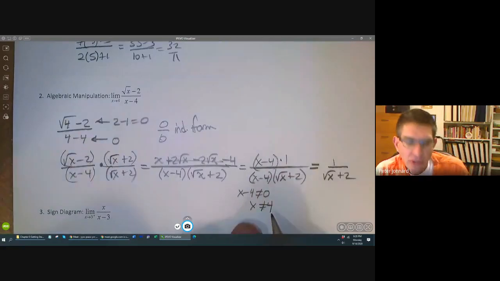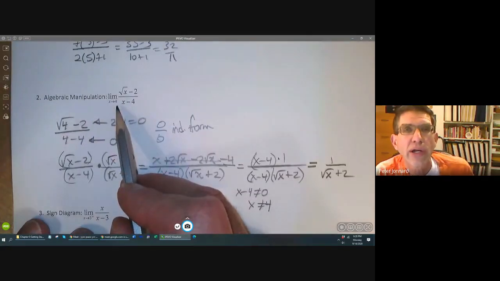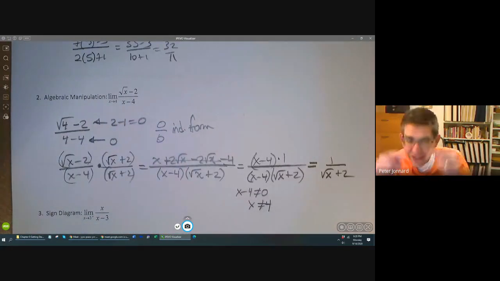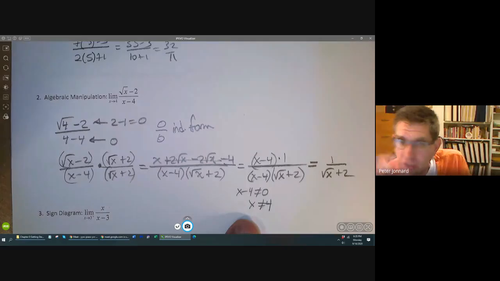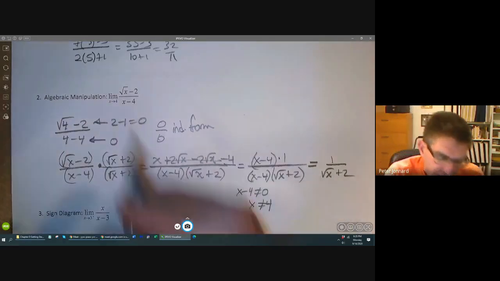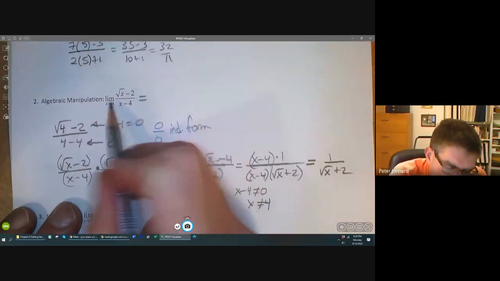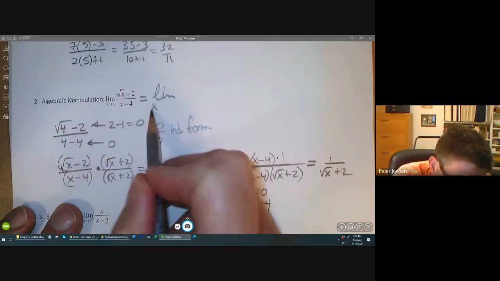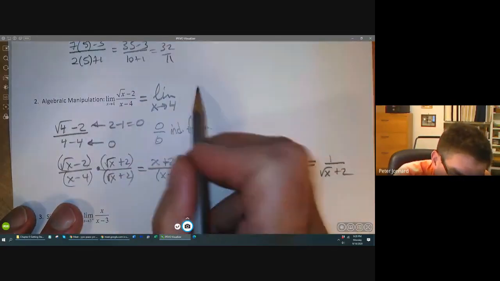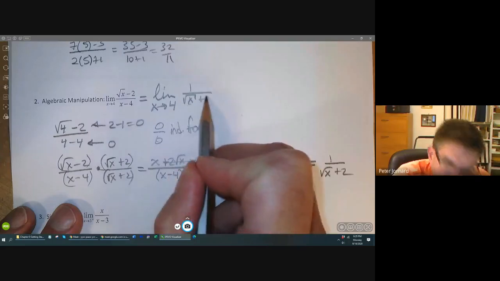But remember, this is the limit as x approaches 4. When you approach 4, you're never going to get exactly to 4. You can be really, really close to 4. As a matter of fact, you're infinitesimally close to 4, but you're not at 4. And so where x doesn't equal 4, it doesn't exactly equal 4. It's something extremely close to 4. So we're actually allowed to rewrite this limit. And so be careful how you express this. Because of this algebra work I've shown here, this is identical to the limit as x approaches 4 of this expression, radical x plus 2, like so.